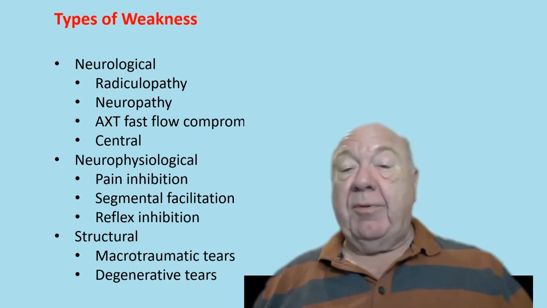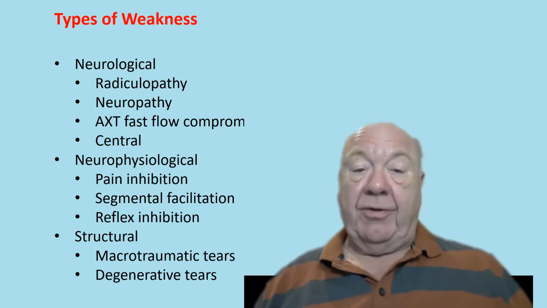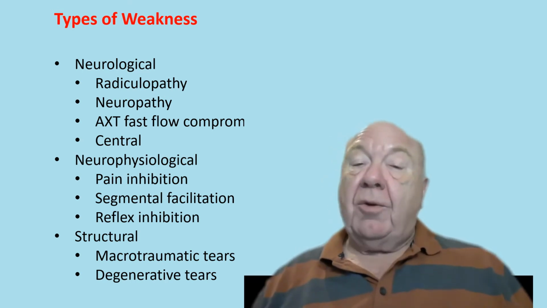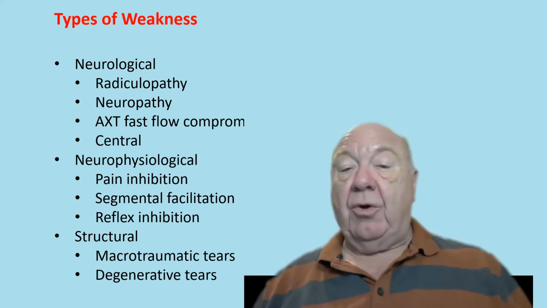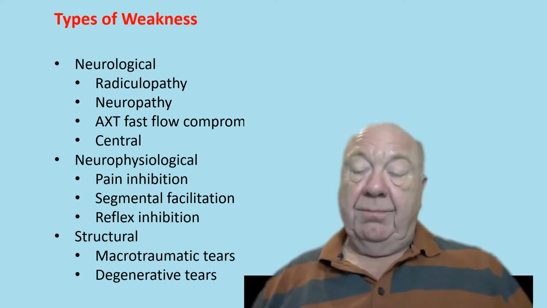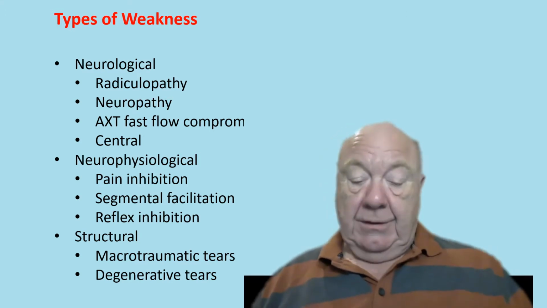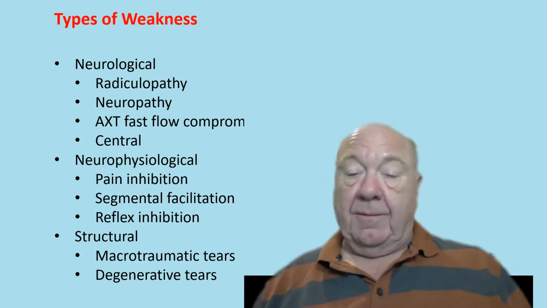So we have them coming from the nerve root, spinal nerve radiculopathy. We can have peripheral nerve problems with neuropathies. We can have compromises with axoplasmic flow. Now this is fast flow, because you lose replenishment of the neurotransmitter substances at the synapse.